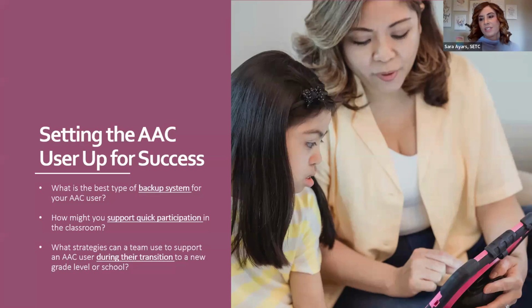What's the best type of backup system that your AAC user might need? That might be kind of a hypothetical question because I know it's different for all of us. How might you support quick participation in the classroom? This is just what I was talking about with pre-teaching the teachers too. We know classrooms move really fast. So how can we talk to the teacher and offer them strategies and support for enhancing the rate of the student or slowing down the rate of the classroom to best support our AAC user? And then what strategies can a team use to support an AAC user during their transition to a new grade level or school? Some big questions.